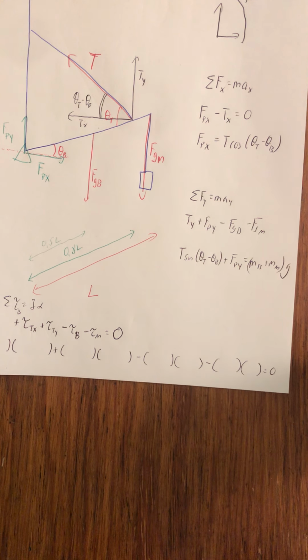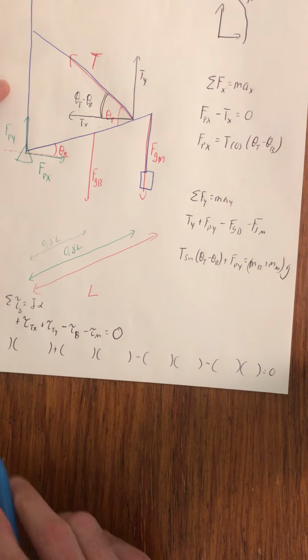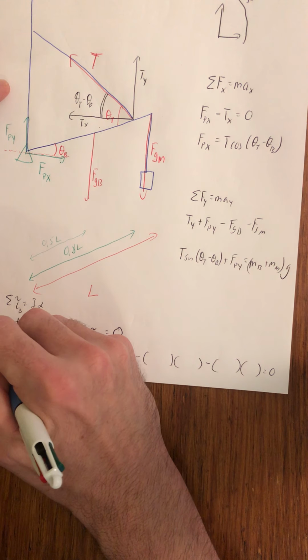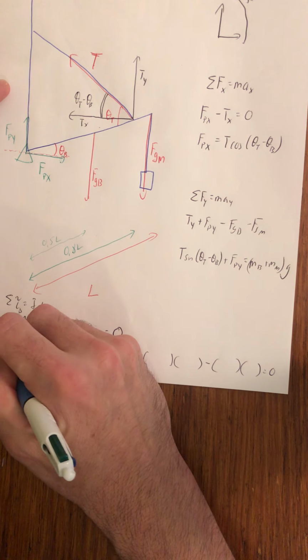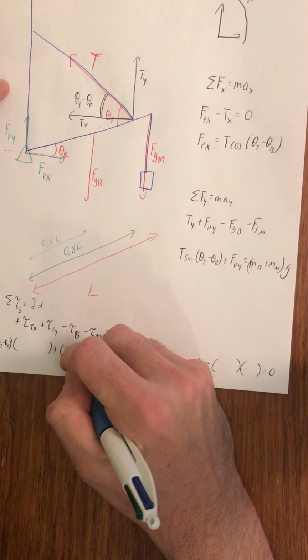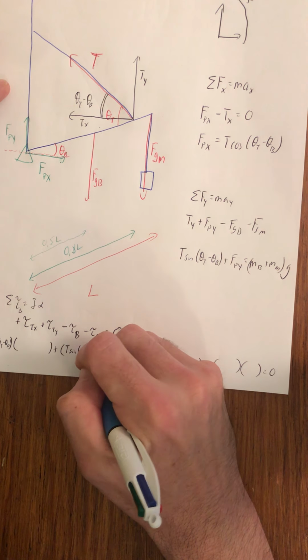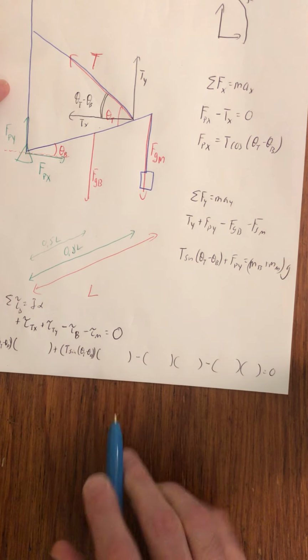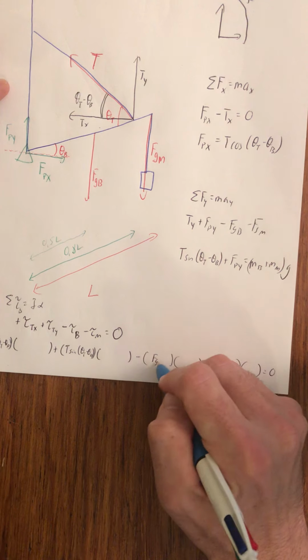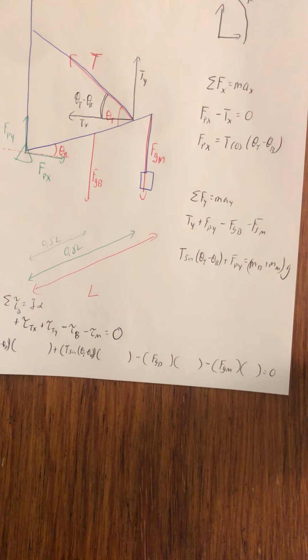So here we go. Force times lever arm. Easy enough. I'm just going to put the forces in. So this is T cosine of, once again, that theta T minus theta B. And this is going to be T sine theta T minus theta B. This is just going to be FGB. And this is going to be FGM. Okay? That's what I've got so far.